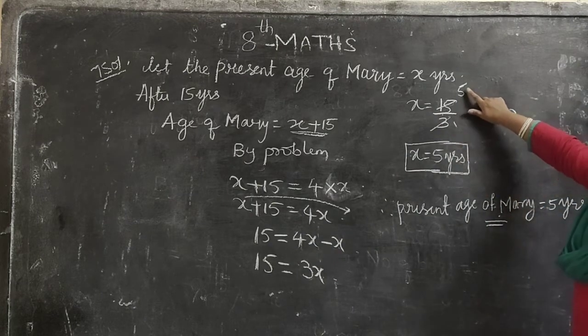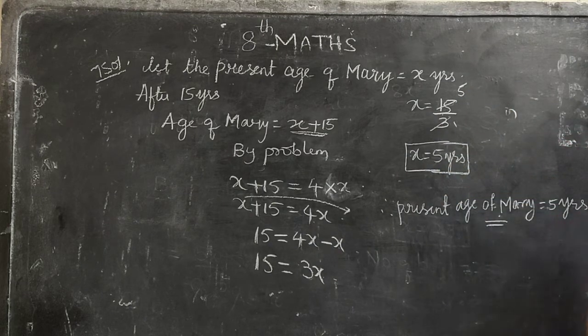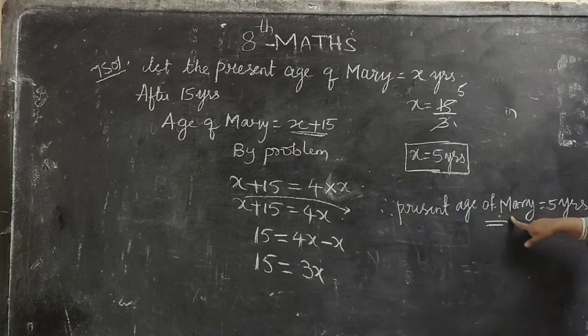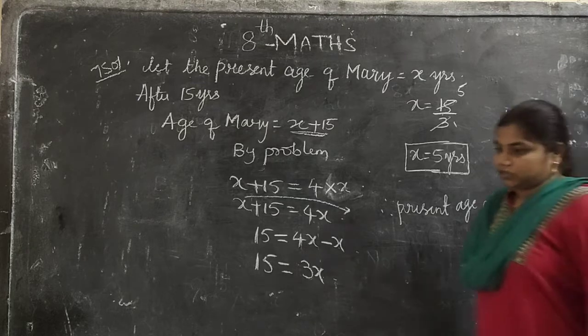3 ones are 3, 3 fives are 15. So what is the x value here? 5 years. So x is nothing but present age. So present age of Mary is 5 years.